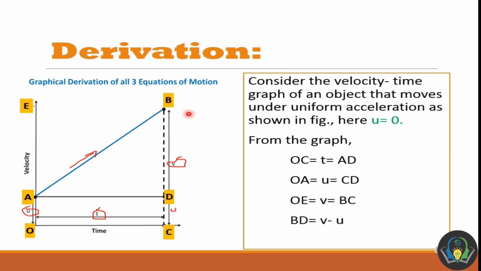So BD, that means this particular portion from B to D. Now consider this whole BC is v, and this much portion CD is u. So if I want to find it from B to D, then that will be v minus u. The whole total is v minus this much portion of CD, which is u. So I hope everything is clear till here. Let's get going.